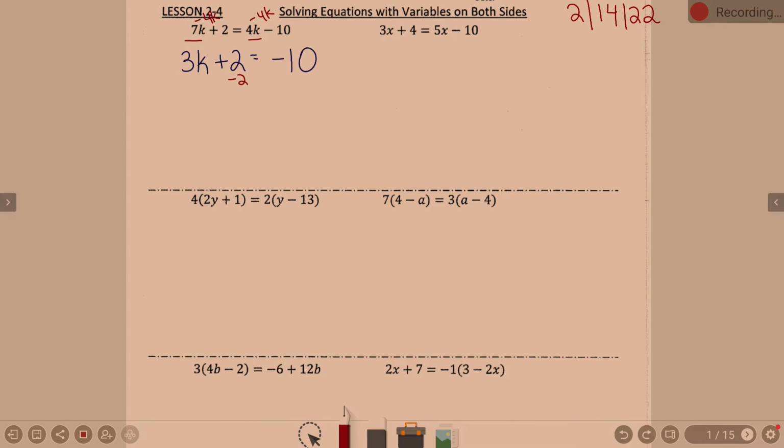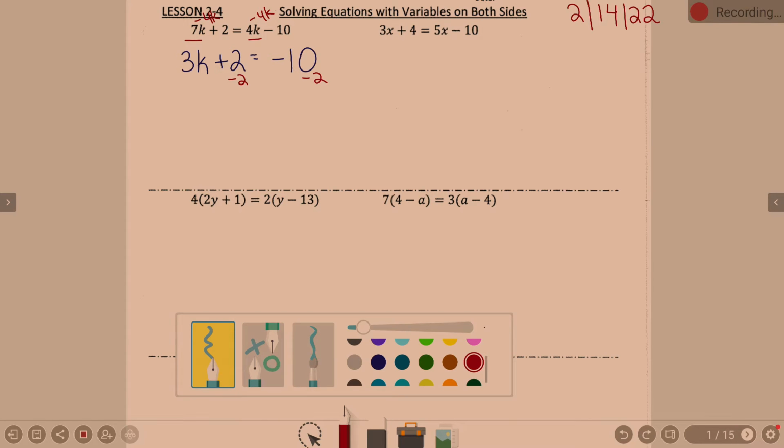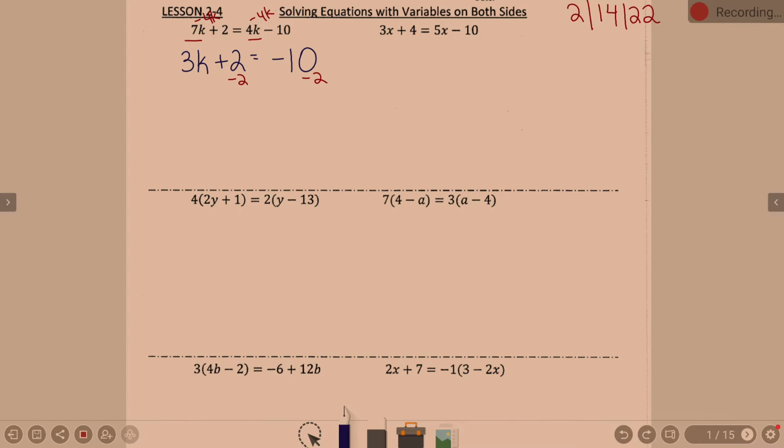I'm going to put it down here. I just don't have room. If we subtract 2 on the left, subtract 2 on the right. So on the left, my 3k will just carry down. 2 minus 2? That cancels. That's 0. Equals. What about negative 10 minus 2?